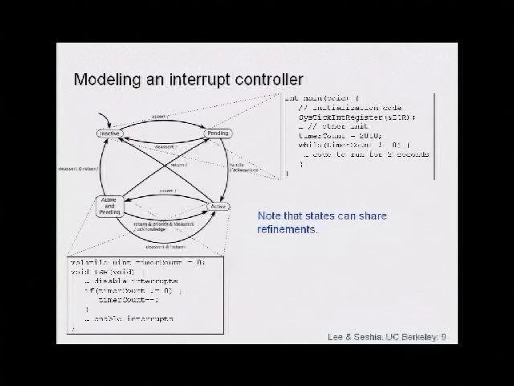Okay? So this is one way to separate out the issue we had last time, that the main function and the ISR cannot run together, right? And really the interrupt controller is what decides which code runs when. Okay?